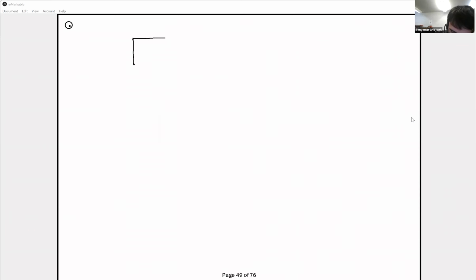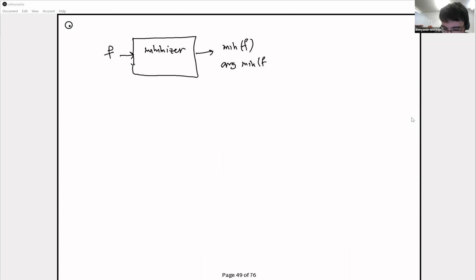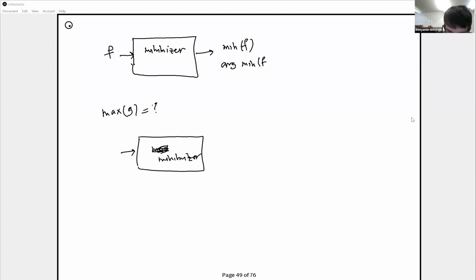So again, this is a minimizer. We give it the function f. It gives us min of f and argmin of f, and we want to maximize g, and get argmax of g both. So what can we do? This is the same black box. What if we give 1 over g to that? It gives us some stuff. Now let's discuss what these are.